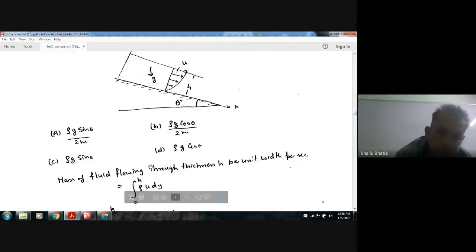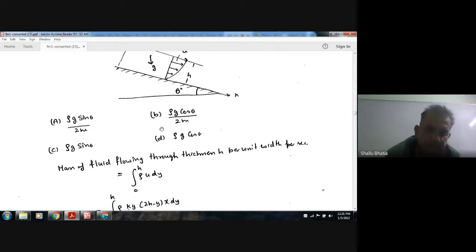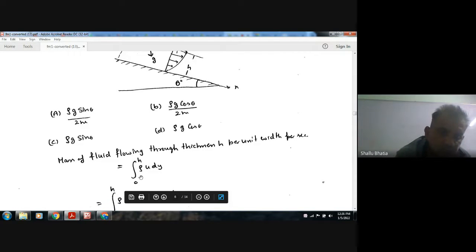So the mass flow rate is rho u dy into the distance perpendicular to the strip. If that width is unity, we can write that the mass flowing through the strip is rho u dy, and y is varying from 0 to h. So integrating to find out the mass.